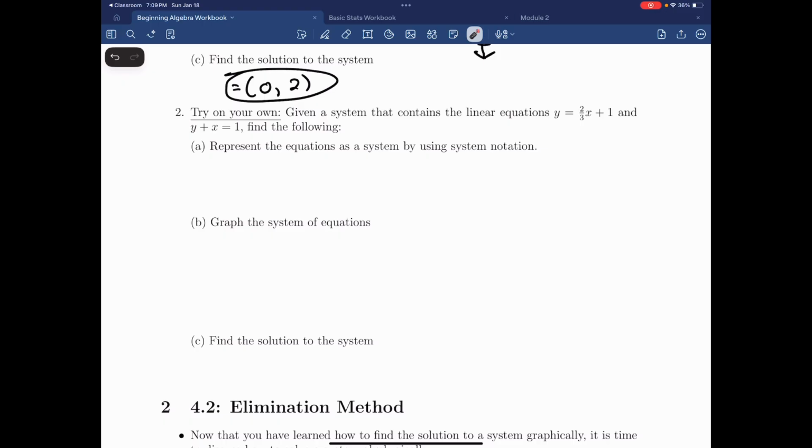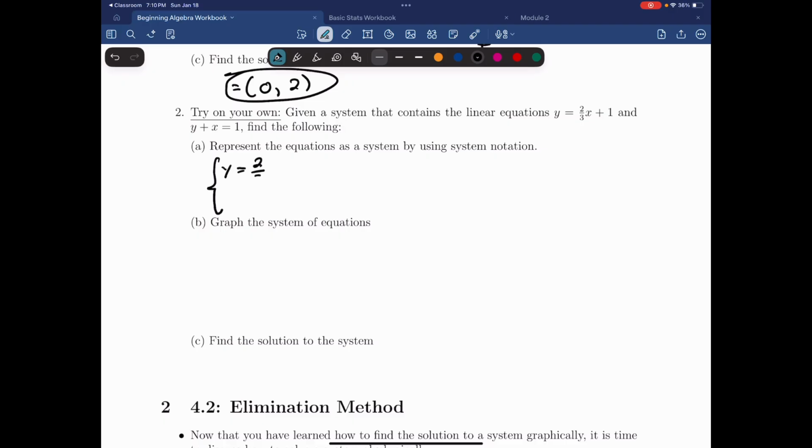We're going to have to represent the equations as a system by using system notation. So let's first start off by just writing the curly brackets like so. And our first equation is y equals 2/3 x plus 1. And then we also have that second equation, y plus x equals 1.